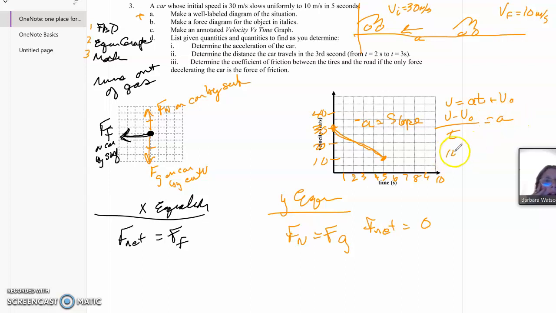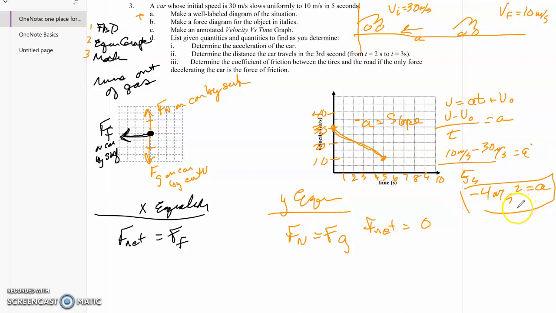Right? So it would be what? 10 minus 30 over T, which is what, 5 seconds? Equals A, which equals -4. And that's good for us because it's slowing, so -4 equals the acceleration.